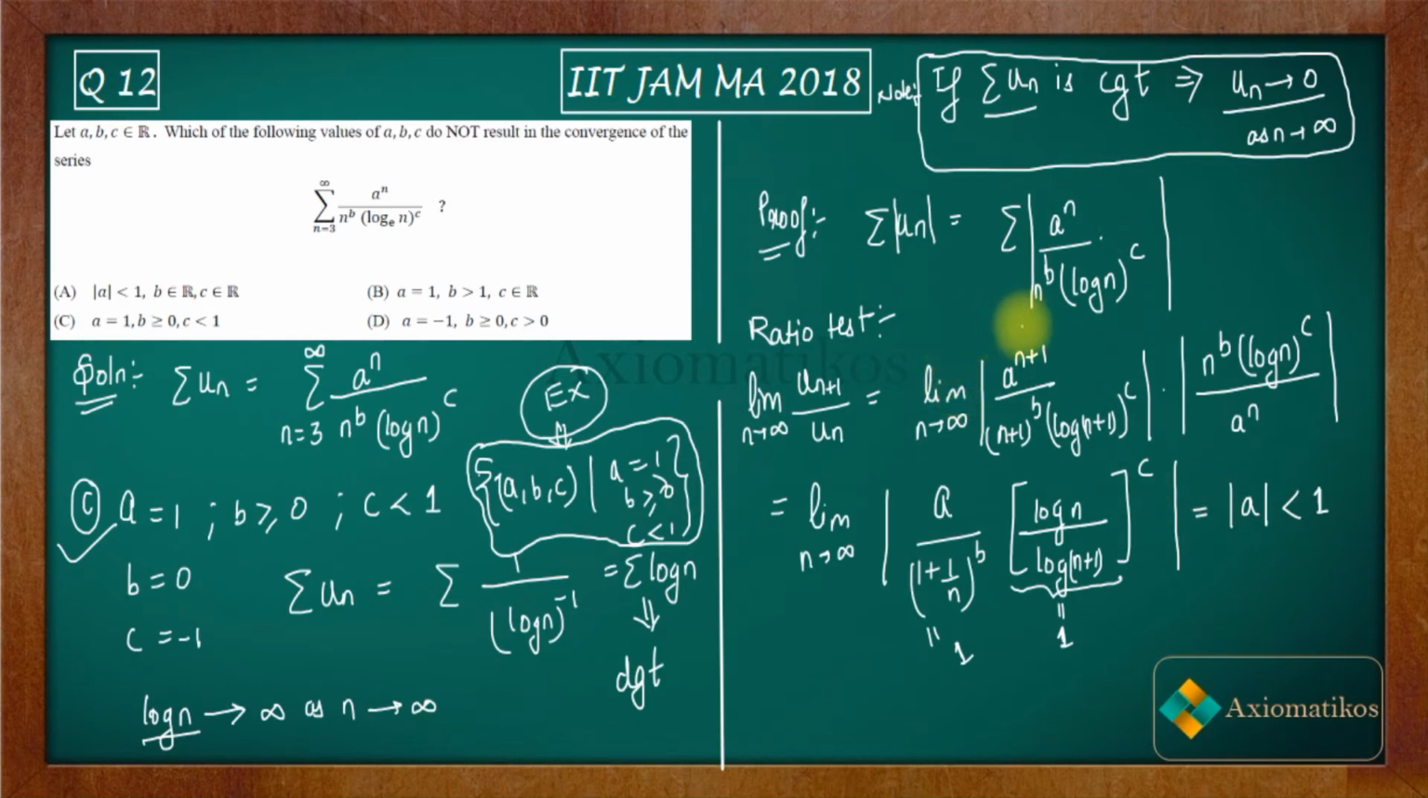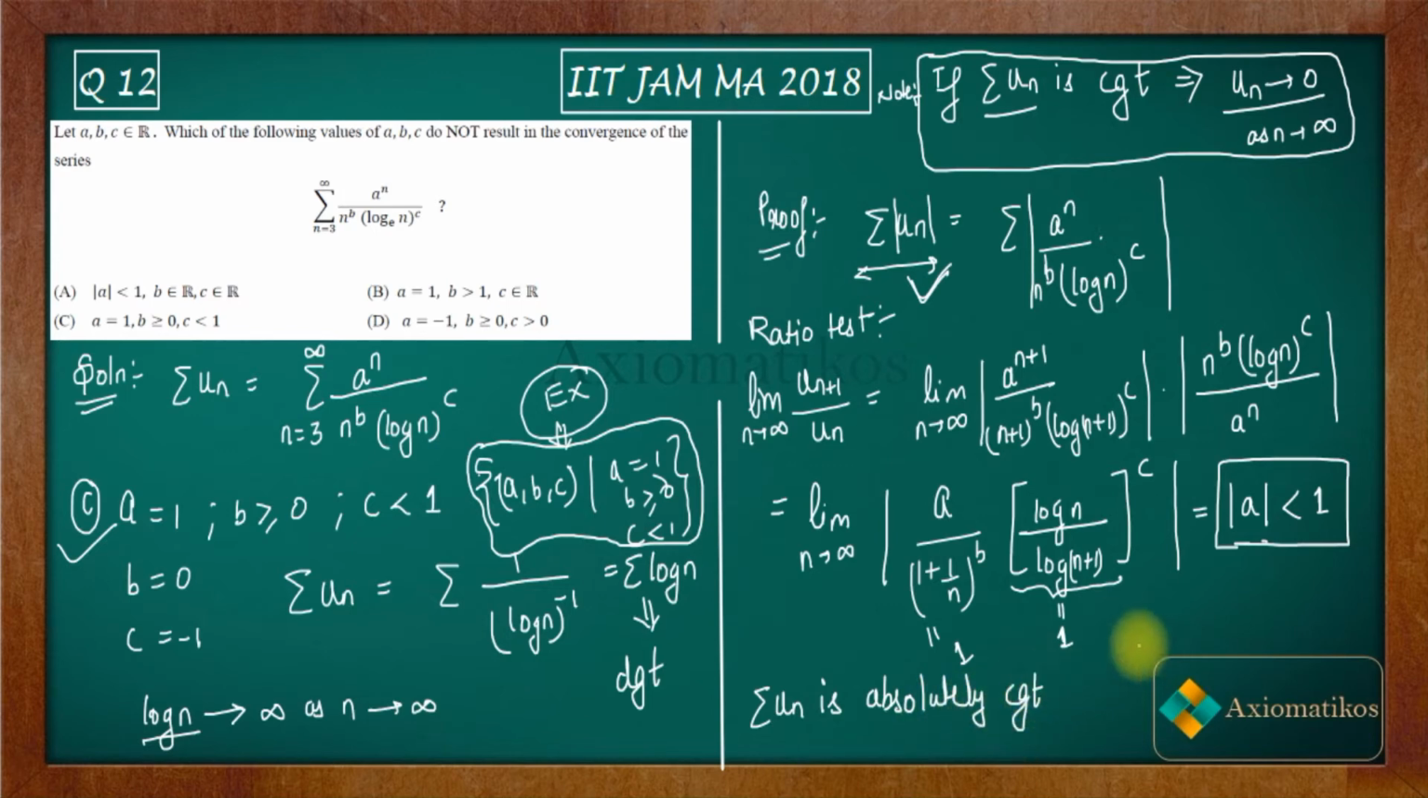So from here, we are getting that the summation of mod of un will converge if mod of a is less than 1. Are you getting my point? This is not your actual series; it's a positive term series because you are taking mod. When you prove that the summation of mod of un converges, you are actually proving that summation un is absolutely convergent for mod a less than 1.